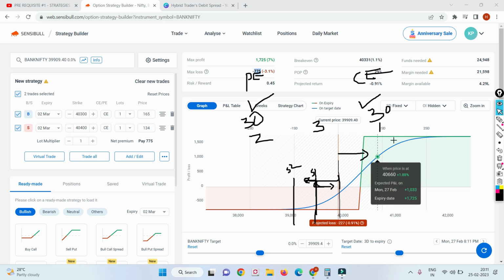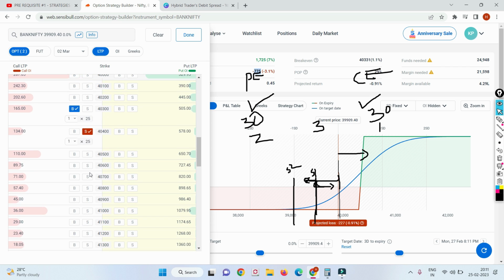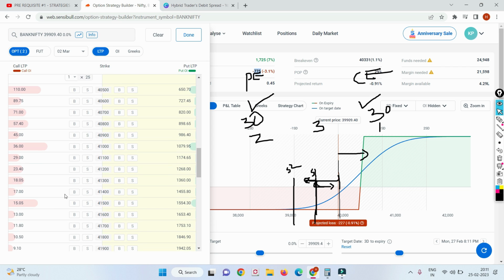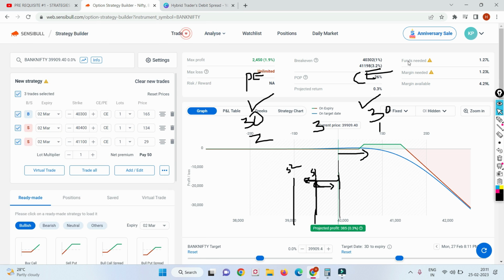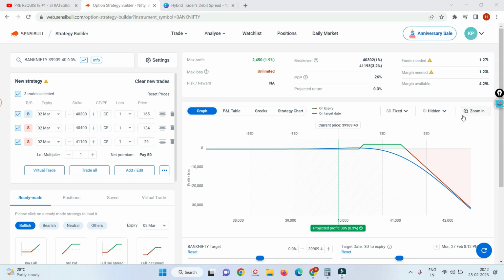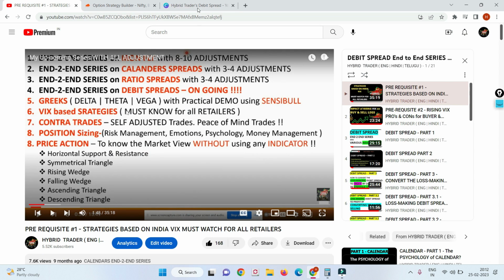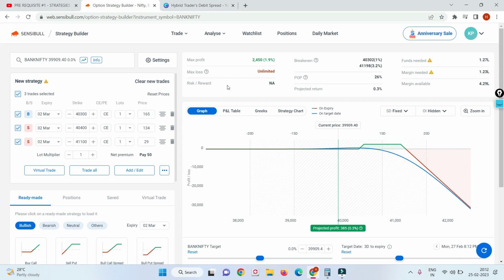I'll try to just sell 30 points from the call side. Simple, guys, right? I'll just try to sell 30 points. So what will happen if I sell 30 from my call side? Simple, your trade has become zero loss on the put side. I'll not spend more time on this because everything is covered in my end-to-end debit spread. This is just a thought process to show you.